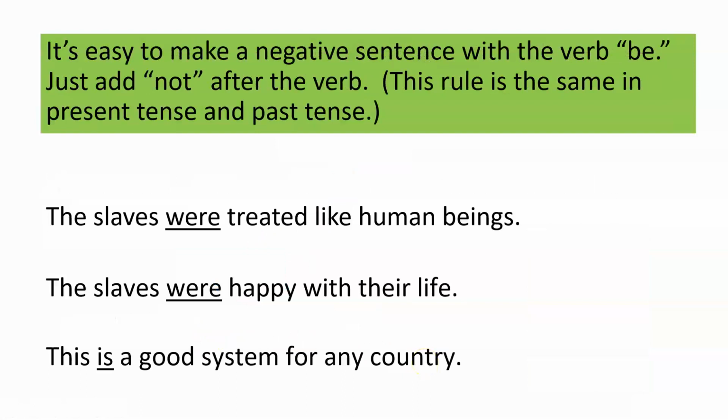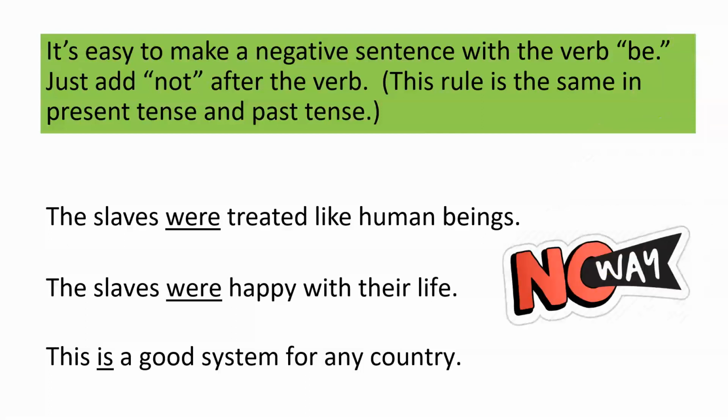It's easy to make a negative sentence with the verb be, just add not after the verb. And this rule is the same in present tense and past tense. So I can say, oh, this is kind of a crazy sentence. The slaves were treated like human beings. Is that true? No way, that's not true. The truth is the slaves were not treated like human beings.